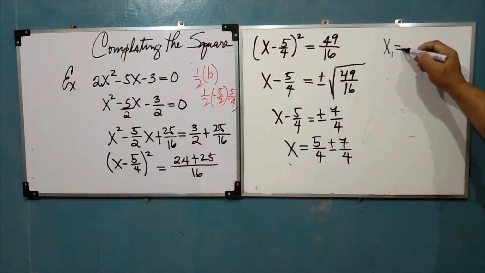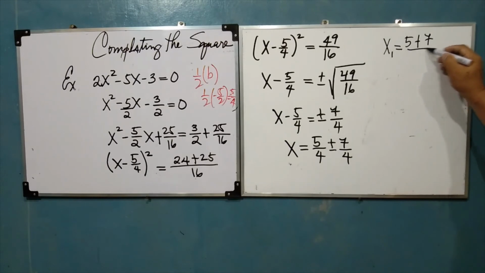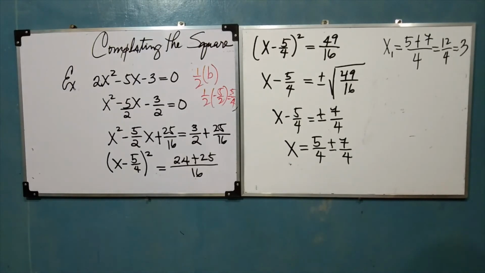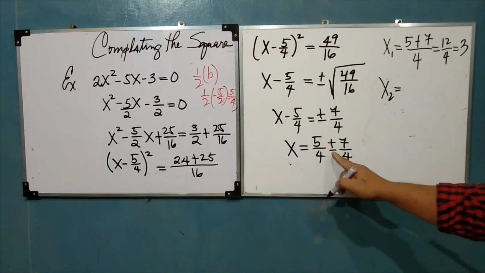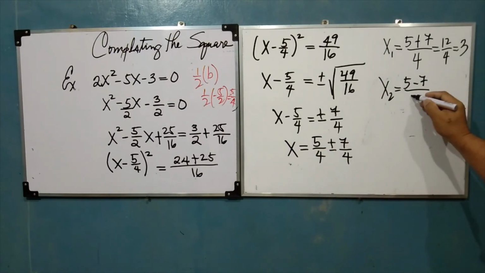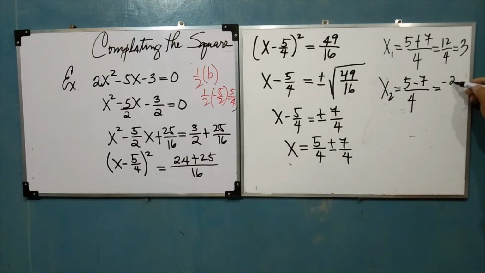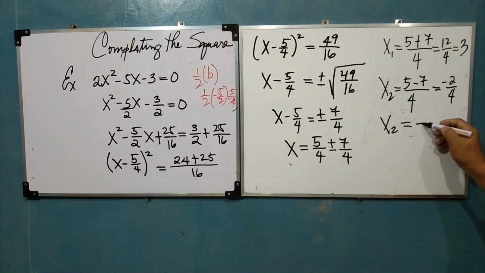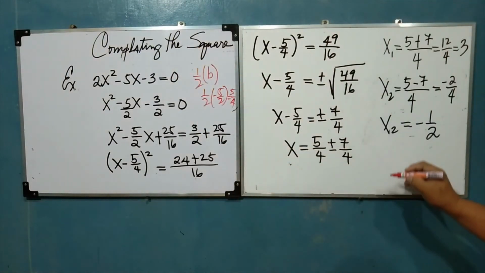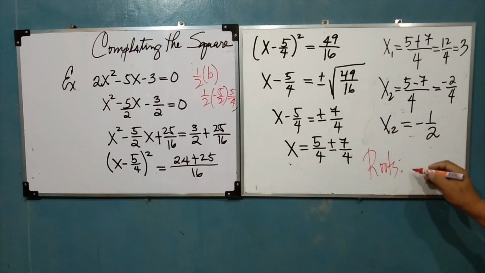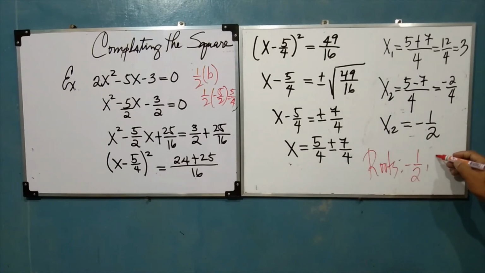For the first x value, you will get 5 plus 7 over 4. So that's equal to 12 over 4. So that's equal to 3. So the first root of this quadratic equation is 3. Then for the next root, you will get 5 minus 7 over 4. So you will get negative 2 over 4. So they have a common factor, which is 2. So you can write that x sub 2 is equal to negative 1/2. So friends, we got the roots of this quadratic equation. You have negative 1/2 and 3.